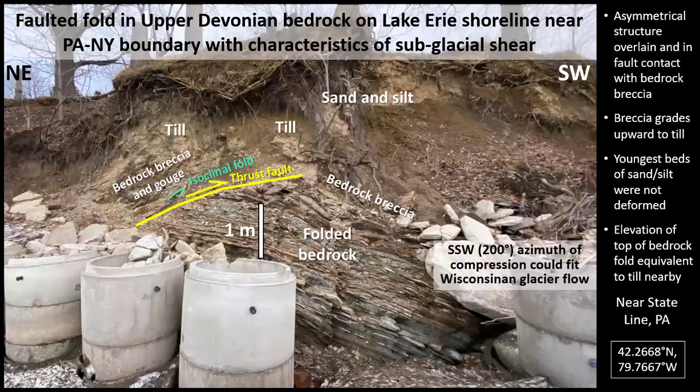Here's an example I first saw only 3 weeks ago on the lakeshore in Pennsylvania near the border with New York. The Upper Devonian shale bedrock with thin sandstones was folded with two panels that dip to the right and terminate to the left at a thrust fault. An asymmetrical recumbent fold in shale layers and gouge indicates the direction of thrust fault movement. Bedrock breccia and gouge above the fault on the left and bedrock breccia on top of the folded bedrock on the right grade upward into gray till with bedrock blocks, then typical gray till with exotic clasts. The till is overlain by flat-lying, undeformed brown sand and silt that are probably proglacial sediments.